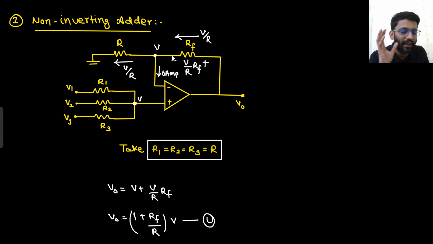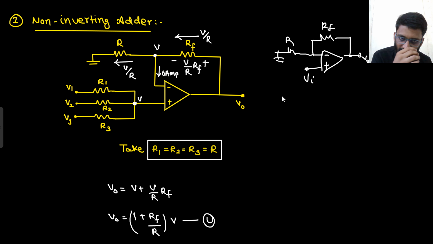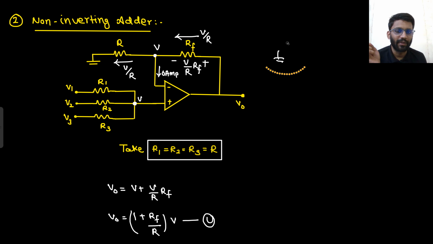Say yes or no. I told you to remember the formula for this configuration. This node is your V in, and then there is a feedback involved. This was your V naught, this was your RF, this was your R, and this was grounded. So I told you to remember the formula: 1 plus RF by R into V in is equal to V naught. The same thing, 1 plus RF by R into V is equal to V naught. So directly you could write it down if you have remembered the formula. And slowly we will be using it a lot of times, so you will be able to remember it.